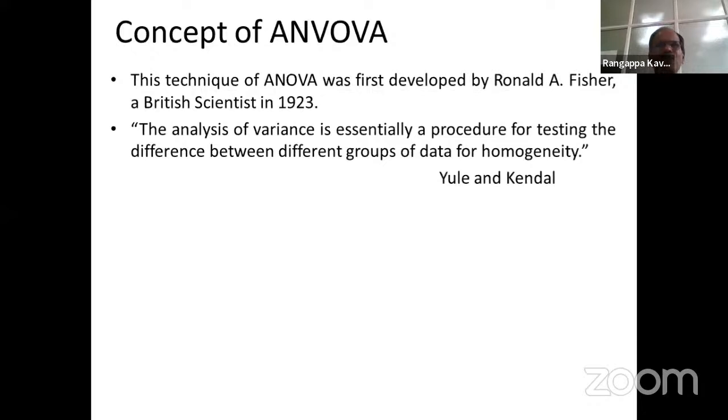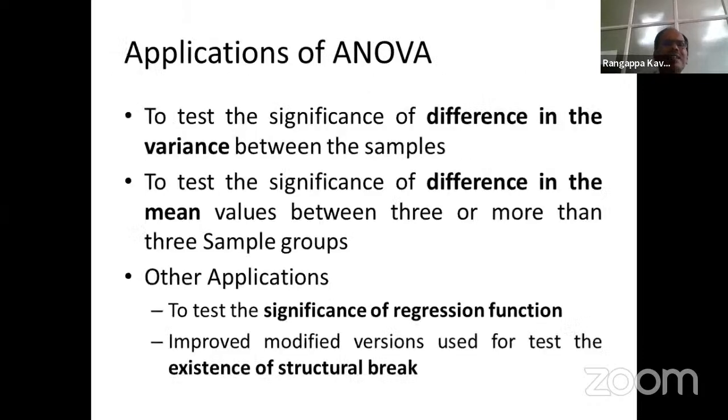To know all those things, we are using this statistical test, and the most important applications of this ANOVA are: first, it is used to test the significance of difference in the variance between the samples. And the second most important thing is, it is used to test the significance of difference in the mean values between three or more sample groups.